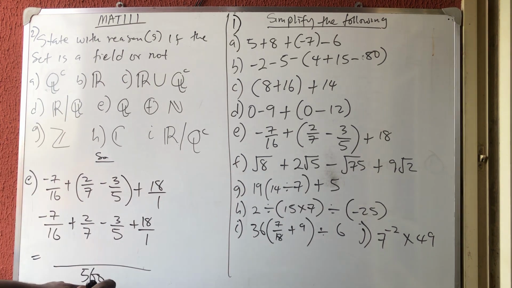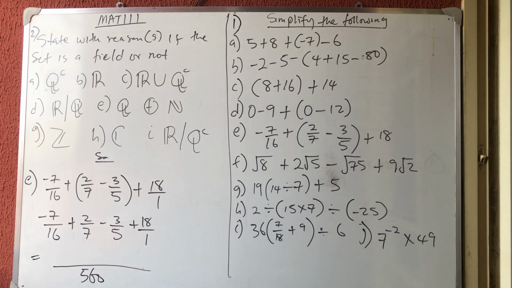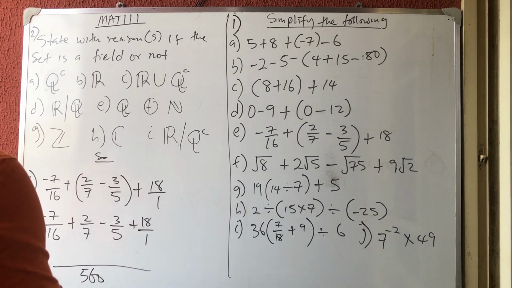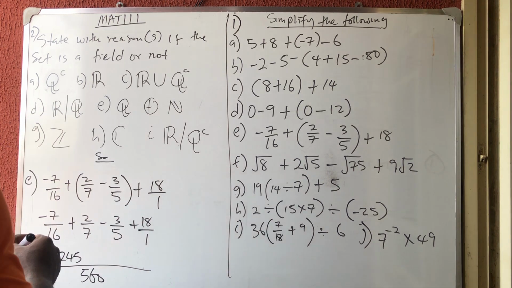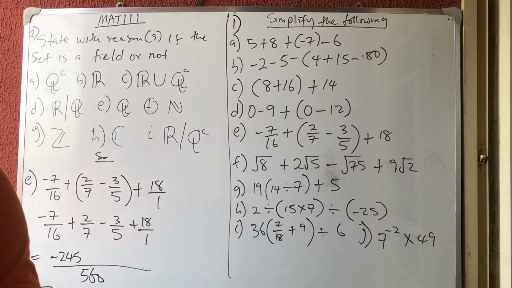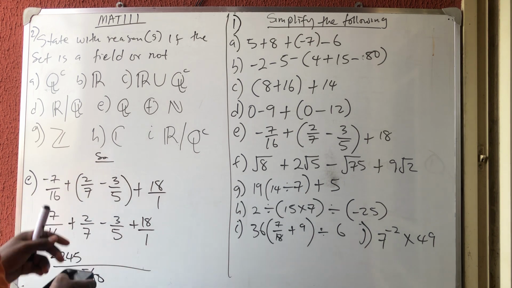Now 560 divided by 16, then times 7. Okay, the one down is divide, while the one up is multiply. So 560 divided by 16, okay, that's 35 times 7. You have minus 245. Okay, that is that. The same thing is what you are going to do on the other side. Divided by 7, then times 2.